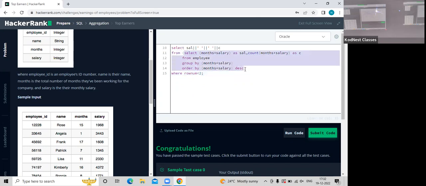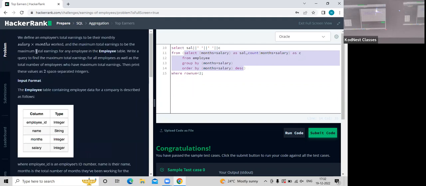So what this subquery is doing is, it is going to select monthly salary, months multiplied with salary. That is what they have told here in the question also. An employee's total earnings will be their salary into months worked. What is the salary they are getting and how many months they have worked? That we multiply. That is what I have written here, and for that I gave one alias name. Then when I multiply, how many count? Because if there is one highest salary, how many of them are getting that salary? That count also I want, and for that I gave one alias name, C, from the employee table.